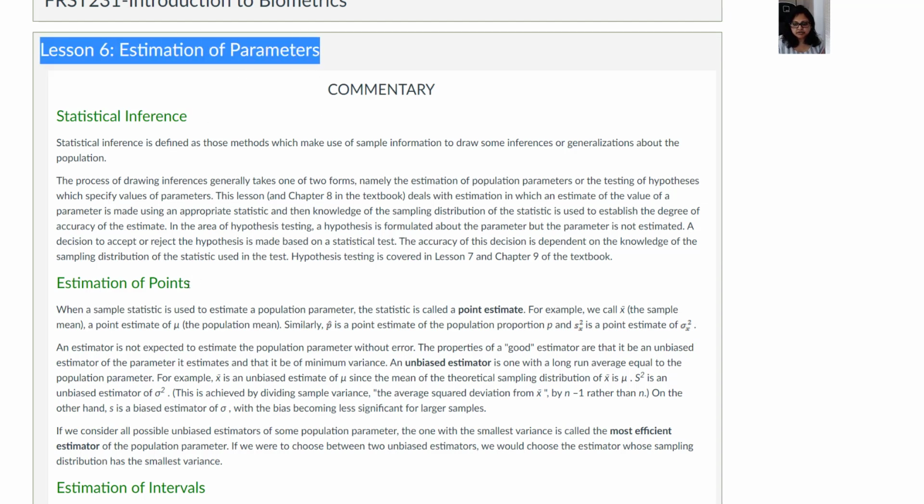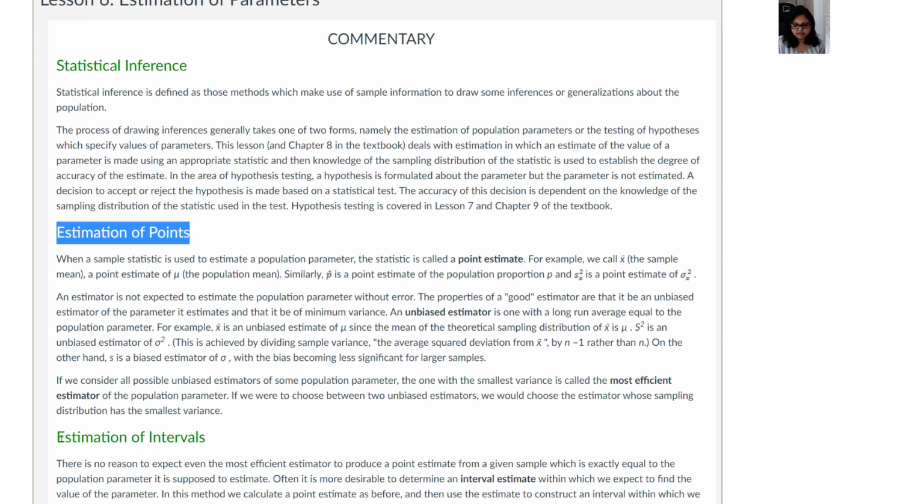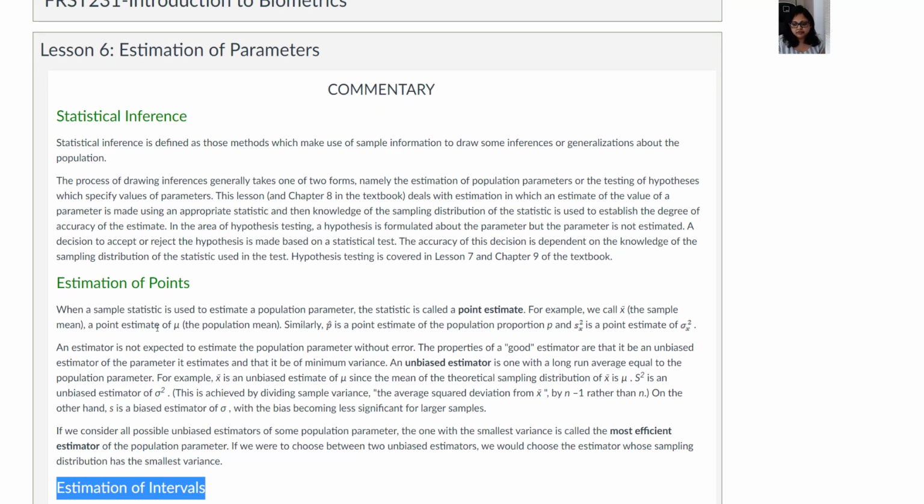So in the estimation of parameters, you will see that we have estimation of points and estimation of intervals. If we are trying to find a sample statistic that's used for estimating a parameter, then we call it a point estimate. That means you are going to get one value.